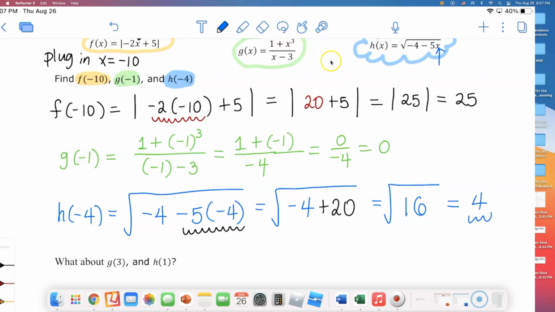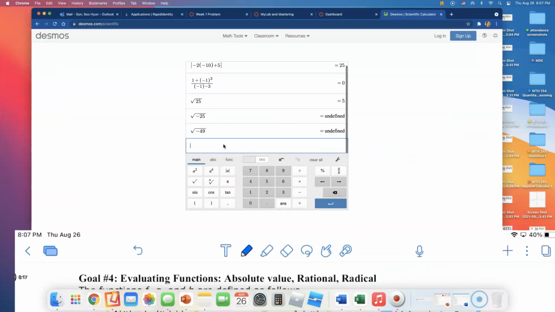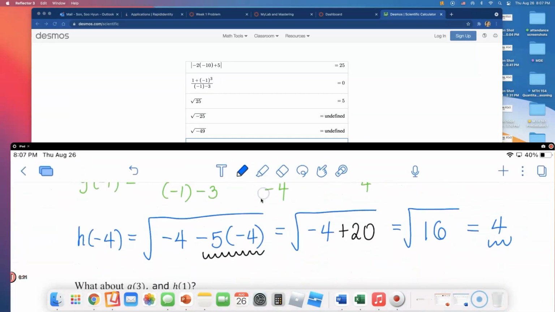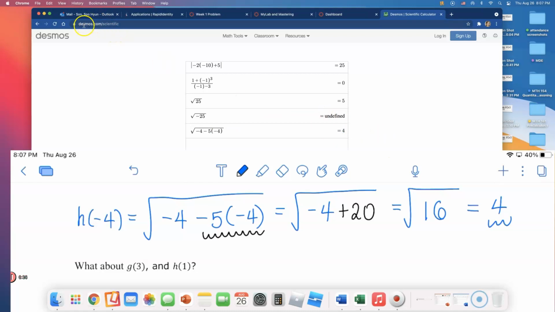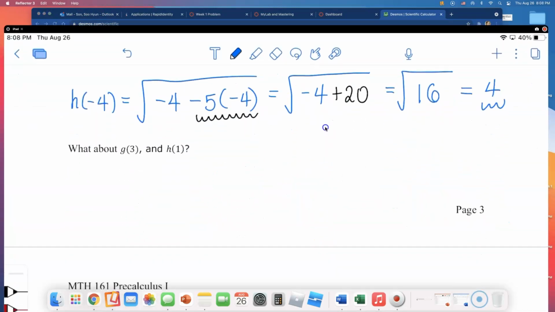Now, if I'm wondering if I got this right, I just want to double check my math. I will come over here and type this in. Okay, what was the work that we did? It is the square root of -4 minus 5 times -4. And that does come out to be +4. So this is the Desmos scientific calculator that I'm using to check my work whenever I'm working on my computer.